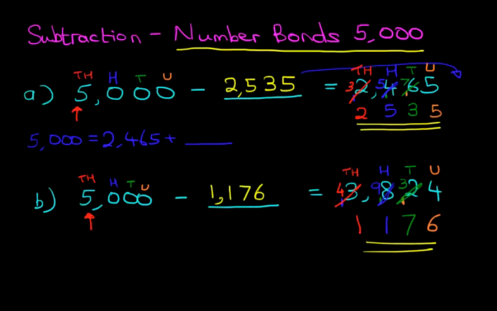Practice, practice, practice, and you'll be able to do this in no time at all. So that is subtraction of number bonds to 5000.